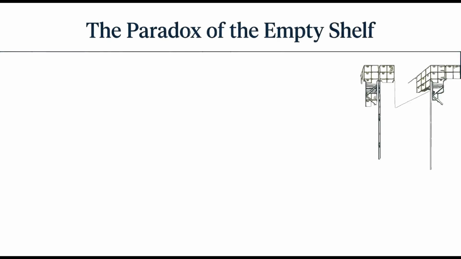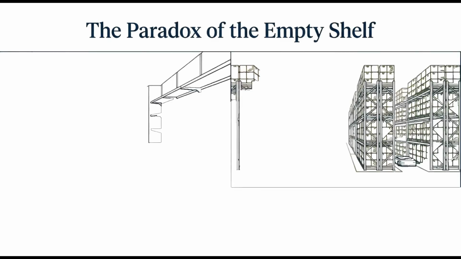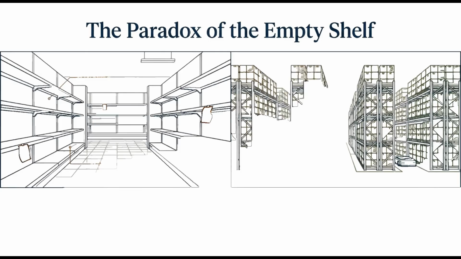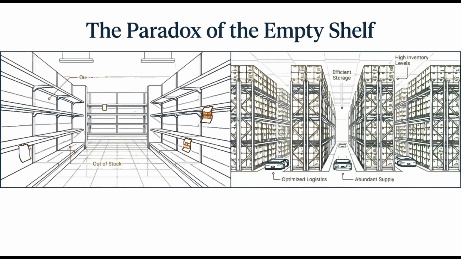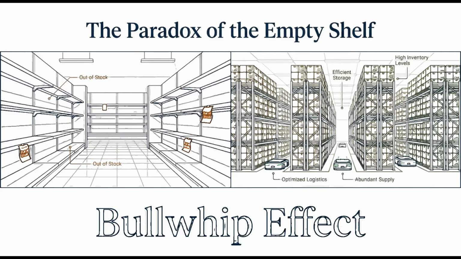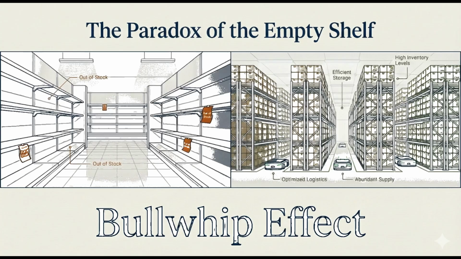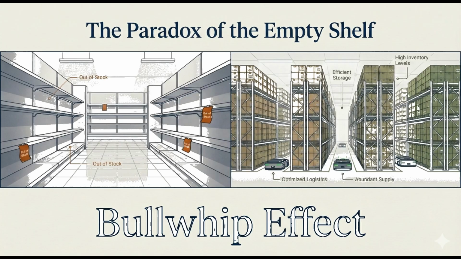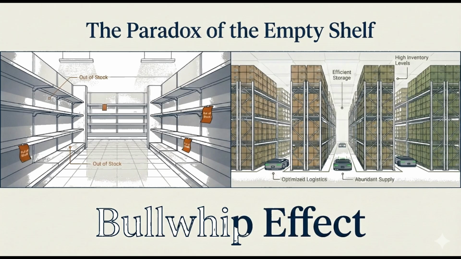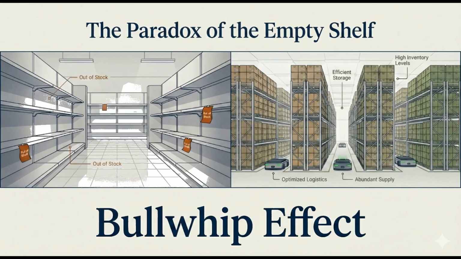Ever wonder why stores run out of toilet paper during a crisis, even though people don't use more toilet paper? Or why products are suddenly out of stock, then 3 months later there are massive clearance sales? The answer is the bullwhip effect, one of the most fascinating and frustrating phenomena in business. Today, I'm breaking down what it is, why it happens, and how companies lose millions because of it.